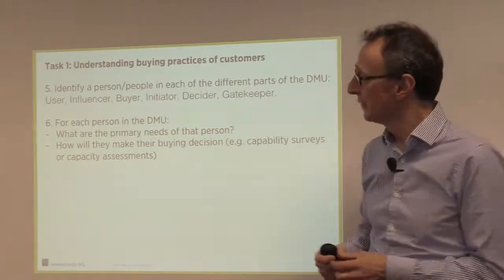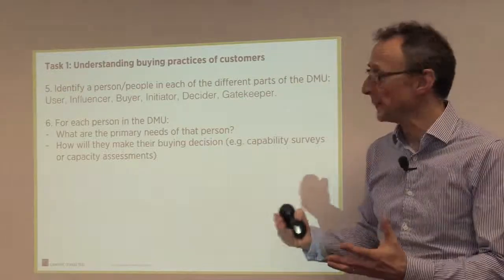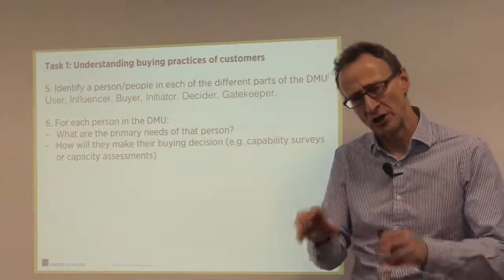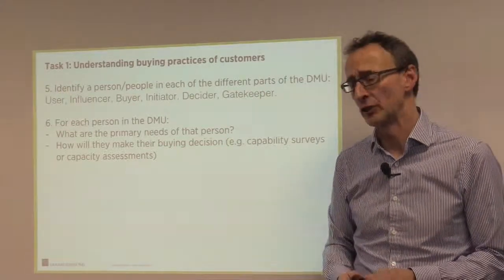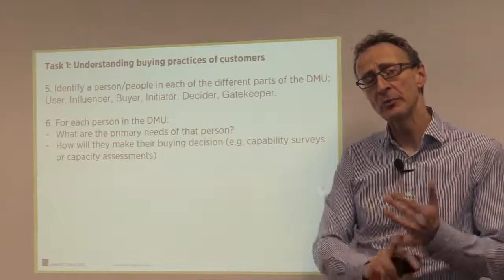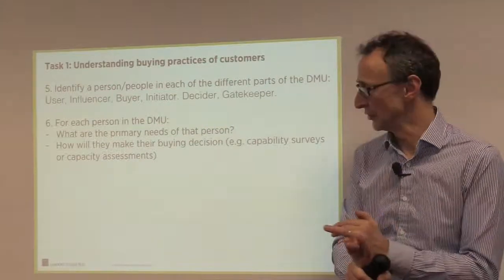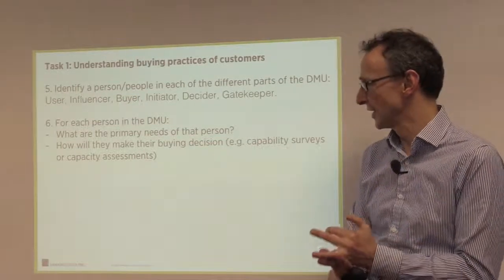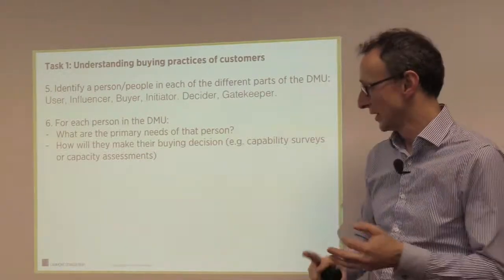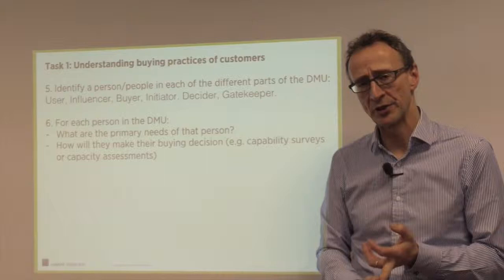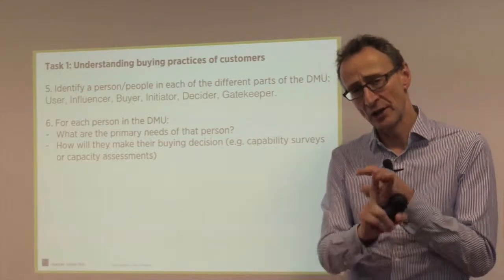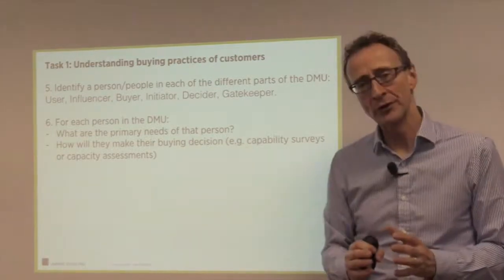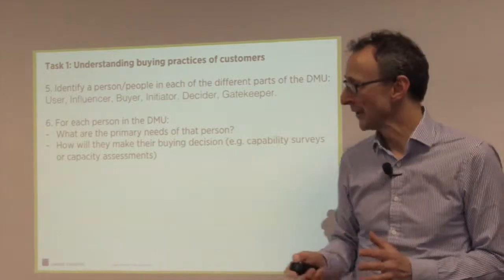Then moving on to the fifth area, we need to identify a person or the people in each of the different parts of the DMU. So this very much relates to the areas before, whereby we're starting to understand exactly what the decision-making unit looks like. And then for each person within the decision-making unit, you need to understand what their primary needs are, what will make their buying decisions, i.e. in terms of capability surveys, capability assessments. So how are they going to assess and decide who to work with? So quite a lot to get your teeth stuck into there.